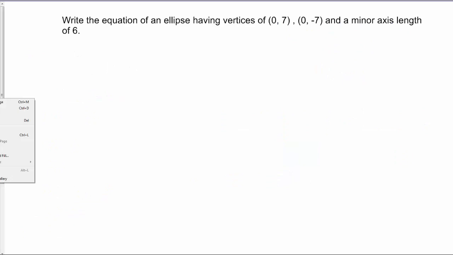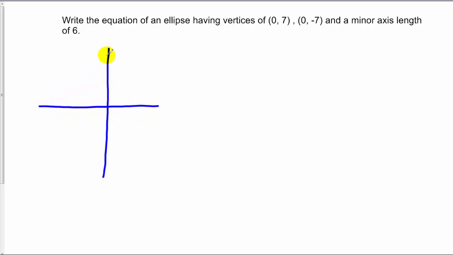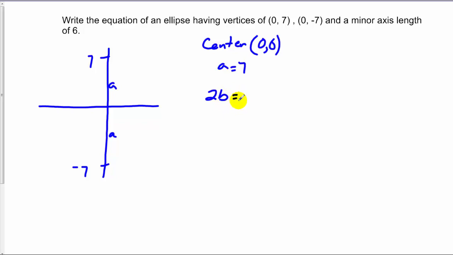Now I want to write the equation of an ellipse having the following vertices and a minor axis length of 6. So let's draw a picture. I find that's the best way to go about things. 0, 7, and 0, -7 land somewhere here. And these are vertices, so this is my major axis. Therefore, the length between the two is 2a. So if I split that distance, I'm at 0, so I have a center at 0, 0. I have an a distance of 7, and my 2b distance, since my minor axis length is 6, I have a b length of 3.